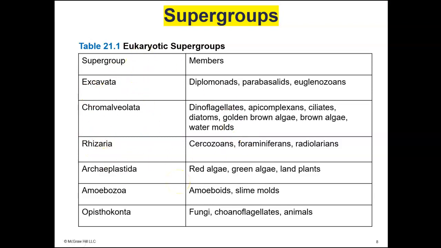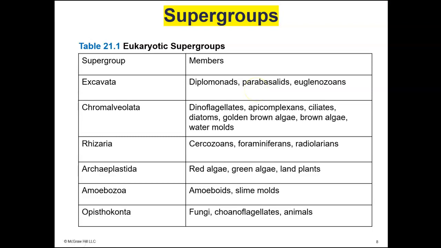Okay, so we have the excavates or excavata, and the main examples we went over were the euglenozoans or the euglena. They are the mixotrophs that are capable of photosynthesis, but they also have a flagella, they swim, and they're capable of ingesting food. They're the ones that have a red eye spot, and they're attracted to light. But then we talked about diplomonads and parabasilids, and both of our examples were parasites.